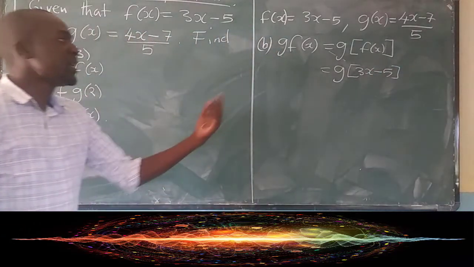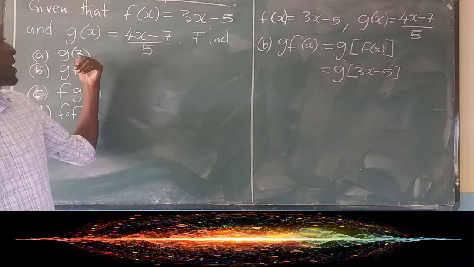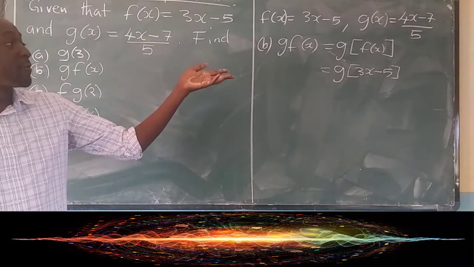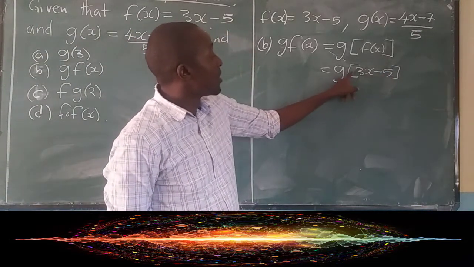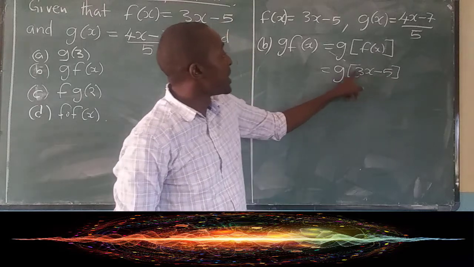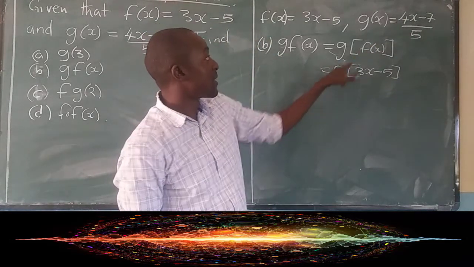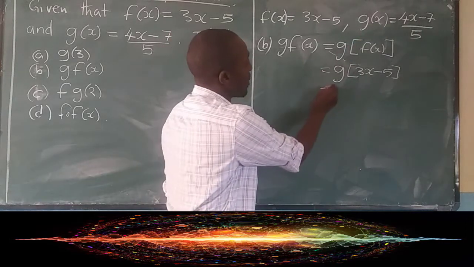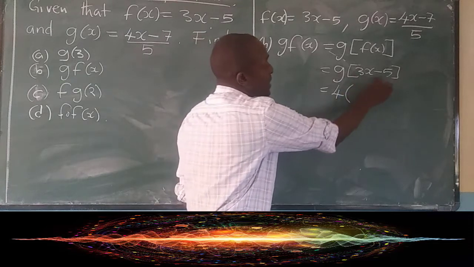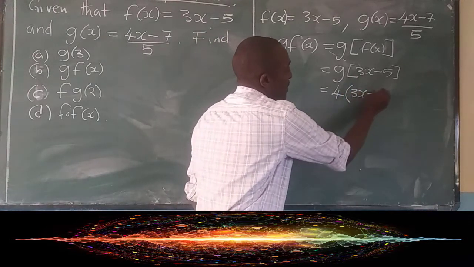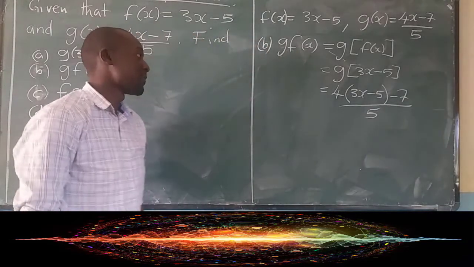Now when you reach this stage, we replace x in the function for g. This time we don't have 3, we have this function here. So we are going to put this function where there is x in the function for g. So you are going to have 4, and then you open brackets, and then you replace it with this function: 3x minus 5, minus 7, over 5.